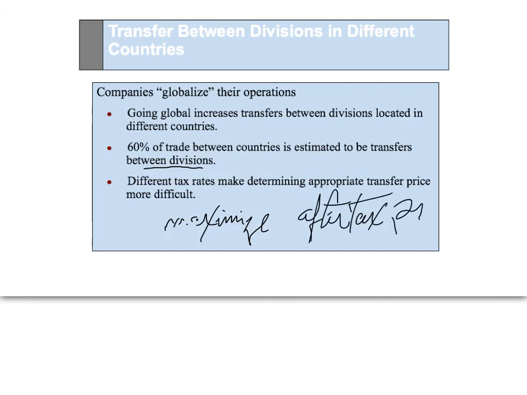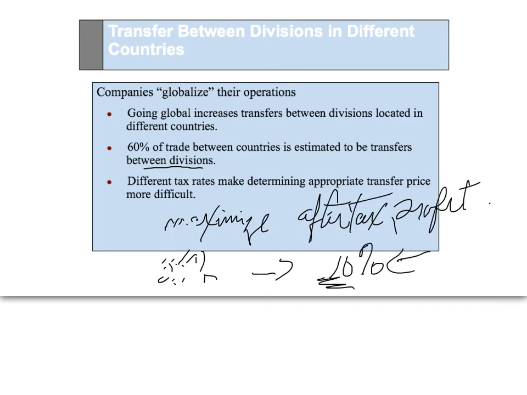profit. So therefore, if we're transferring from one country that has a tax rate of 35% to another country that has a tax rate of 10%, then we want most of the profits to be in this company, in this country, and in that way pay a lower tax. So transfer pricing is a big issue for multinational companies.